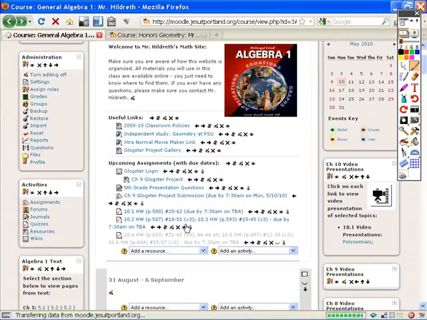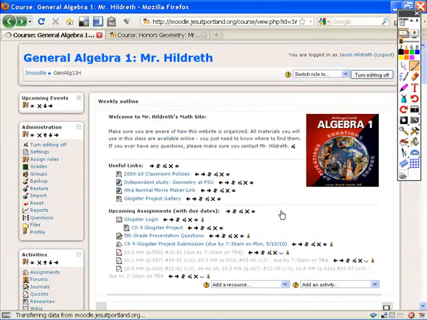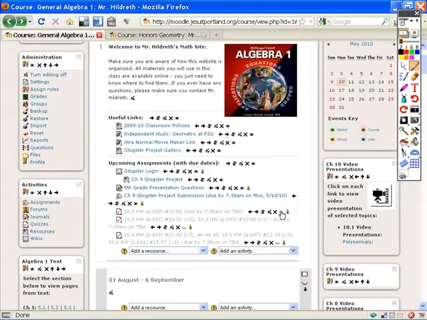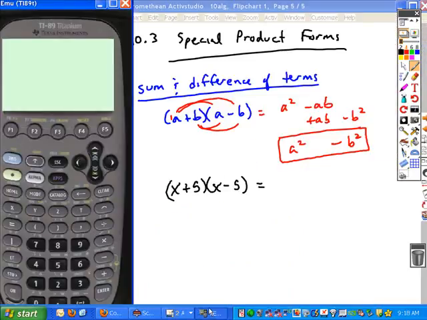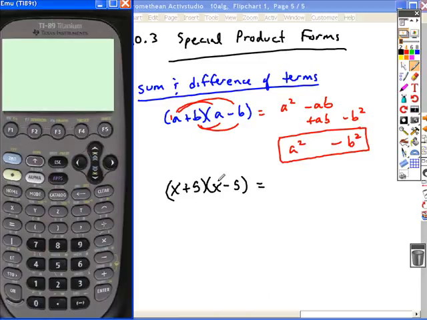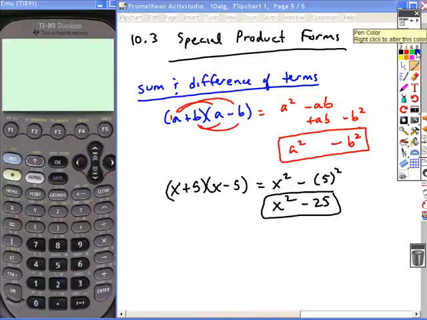Since that's the case, you can apply it. It just becomes x squared minus 5 squared, or x squared minus 25. So if we take our first term, square it, minus the second term squared, again, you can do that with a mental calculation to get your solution.